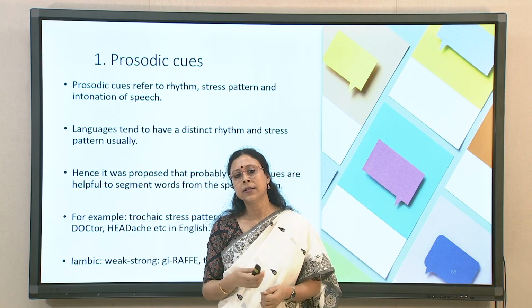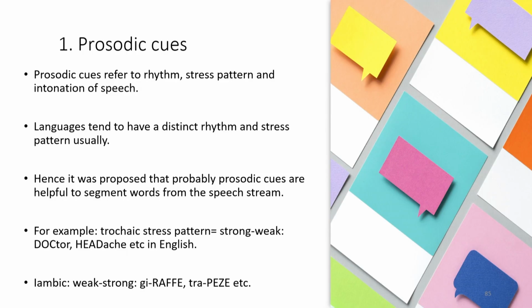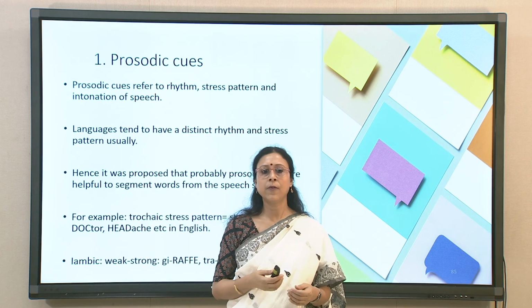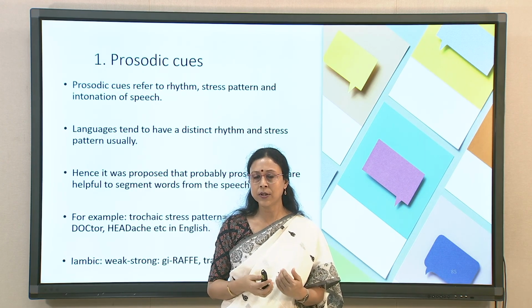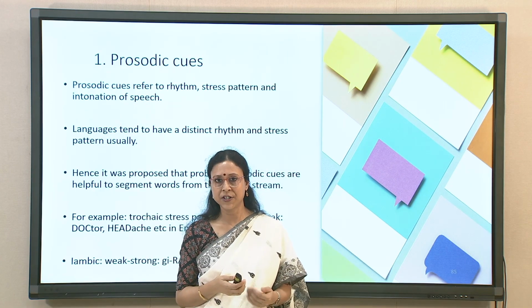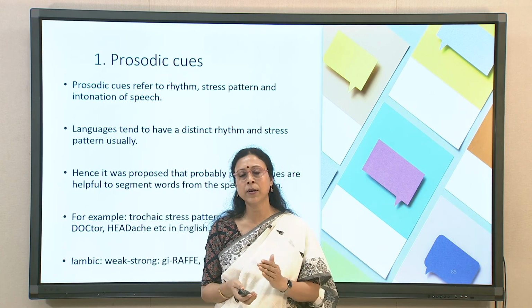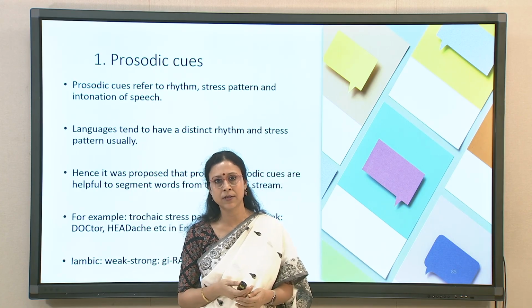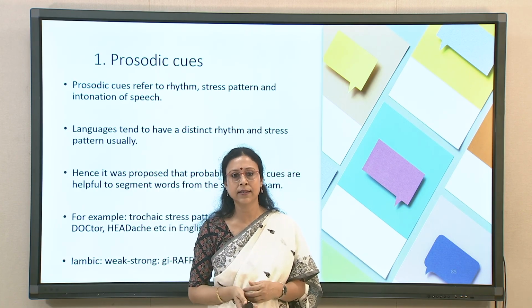For example, there are two main types of stress pattern, one is called the trochaic system, the other is called the iambic pattern. In case of the trochaic pattern, in the English language for example, it will sound like doctor, headache. So, the first part of the word gets the most stress. That is why it is called the strong weak pattern. Strong weak pattern is called the trochaic pattern. So, strong followed by weak stress, again strong followed by weak stress, like that.